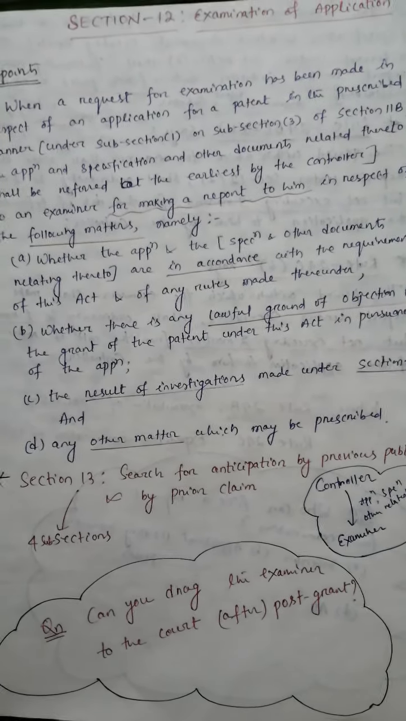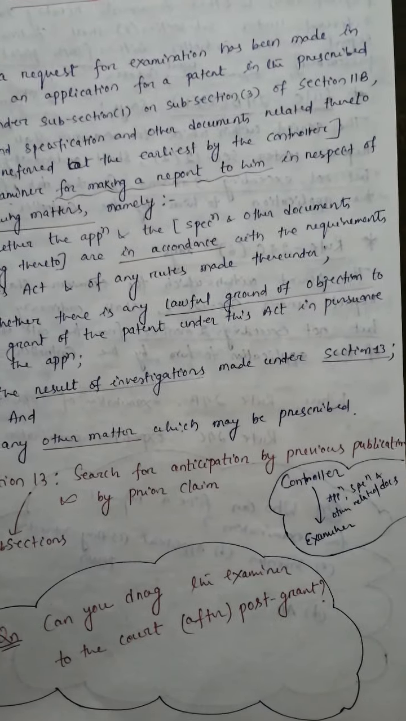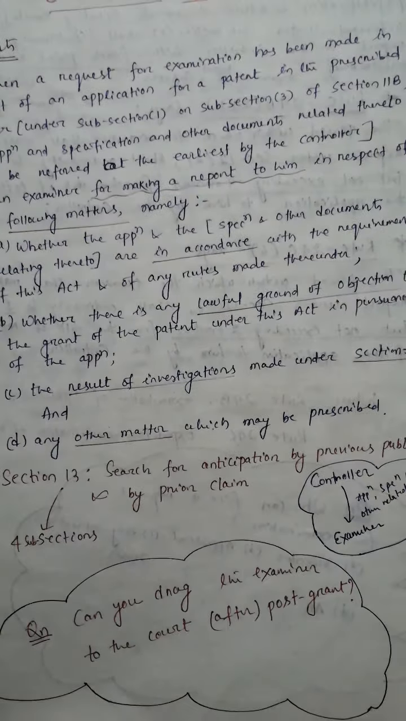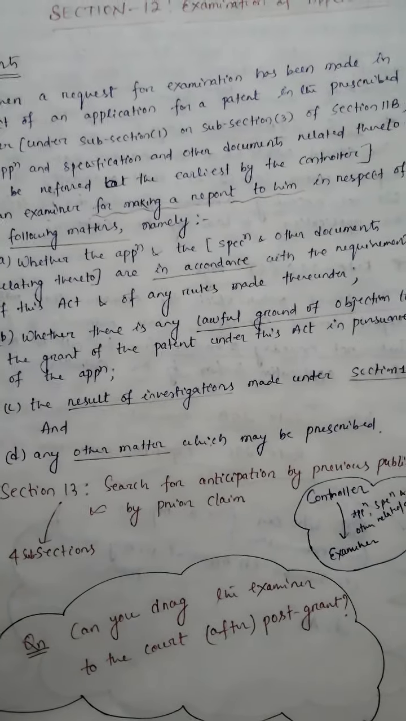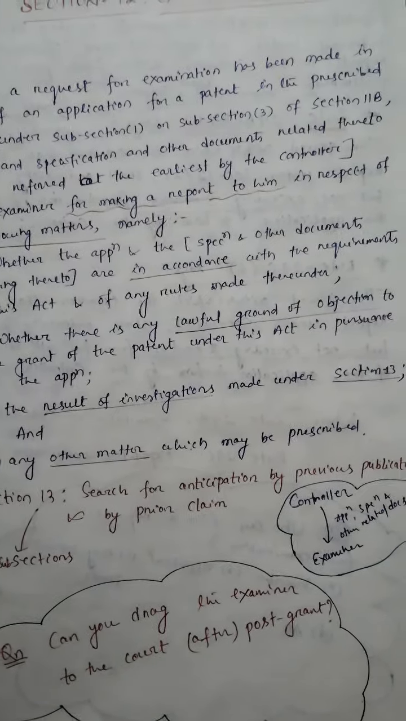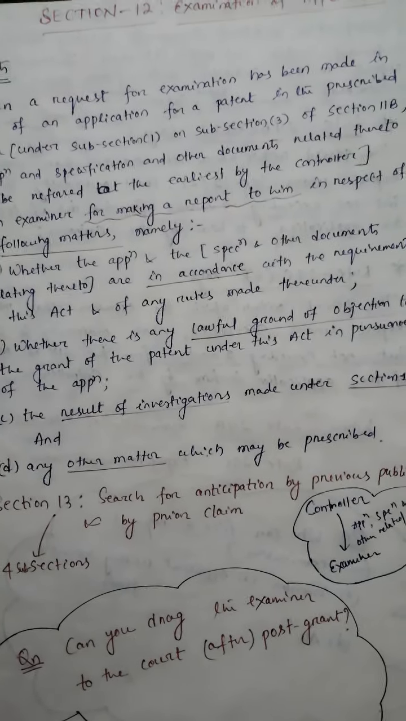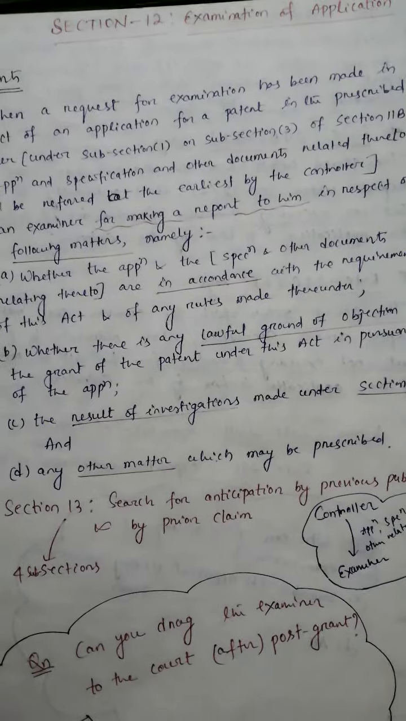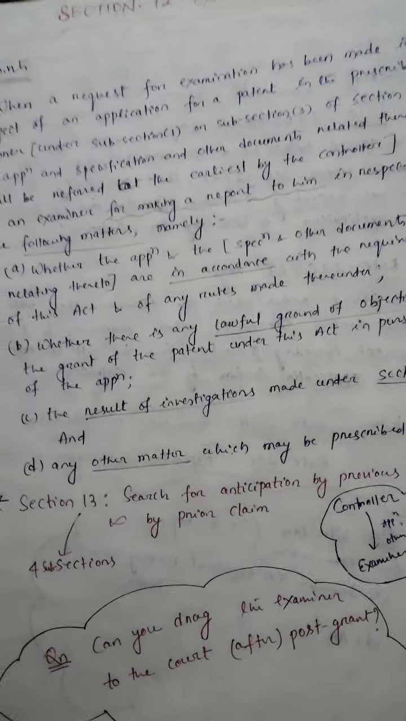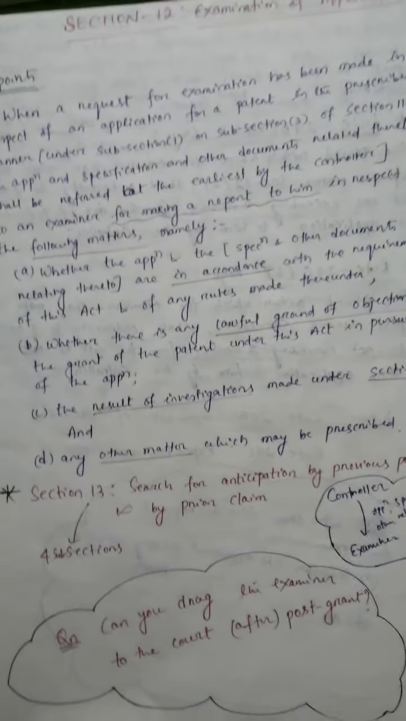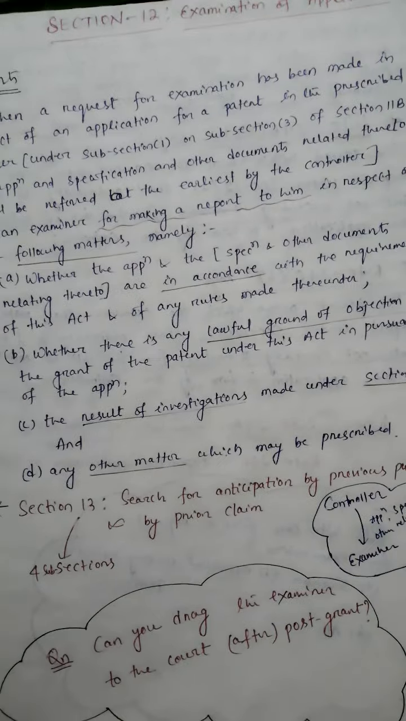Bit B says whether there is any lawful ground of objection to the grant of the patent under this Act in pursuance of this application. That means we can say whether the particular patent application is under any kind of lawful objection, or is there any ground which can be objected lawfully. Fine. Then bit C says the result of investigations made under section 13.